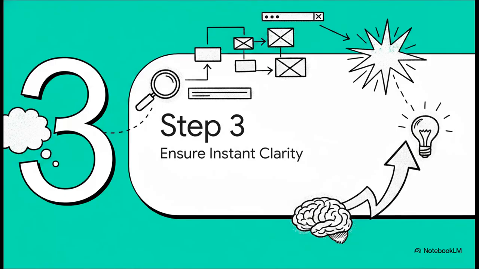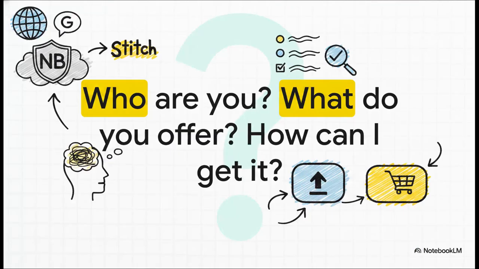Which brings us to Step 3, ensure instant clarity. Before we even think about rushing into the code, we need to talk about clarity. A beautifully generated design means absolutely nothing if it doesn't serve its core purpose. When someone lands on your site, they need the answers to 3 critical questions instantly. Number 1, who are you? Your brand or name has to be super obvious. Number 2, what do you offer? That service list needs to be front and center. And number 3, how can I get it? That is exactly where those clear call to action buttons come into play. If your new AI design is hiding any of these answers, well, it's just not doing its job.